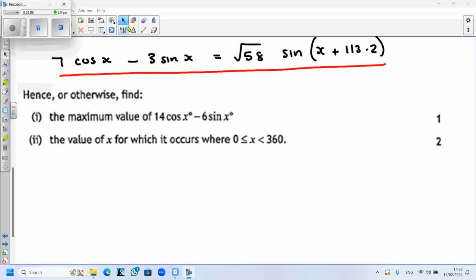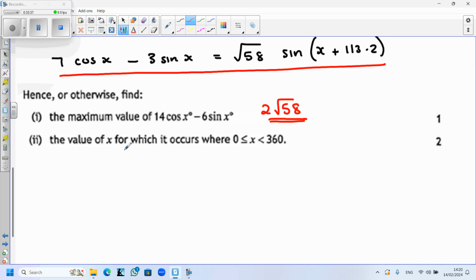So part B, find the maximum value of 14 cos x minus 6 sine x. How does that relate to that one? 14 is 2 lots of 7. 6 is 2 lots of 3. So basically what we've got is 2 lots of that. So the maximum value is not going to be √58, it's going to be 2 times √58. And that's your maximum value.